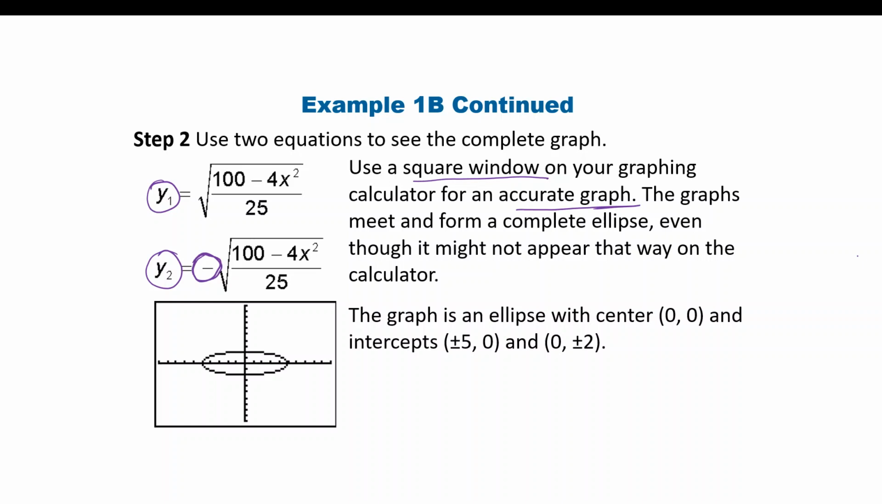The graphs meet and form a complete ellipse, even though it might not appear that way on the calculator. All right, and the second part of your assignment here is to tell what shape it is, and so we can see that it's an ellipse. The center is at 0, 0, and then we need to look at our intercepts. This time, notice my intercepts: when x is positive 5 or negative 5, the y is 0, and when x is 0, y is positive 2 or negative 2.